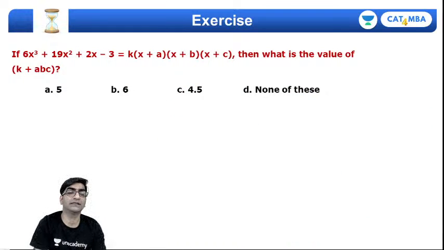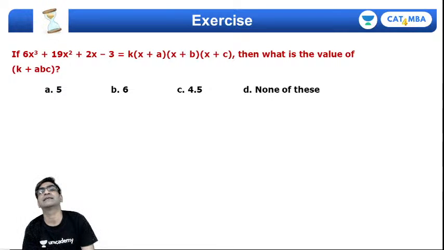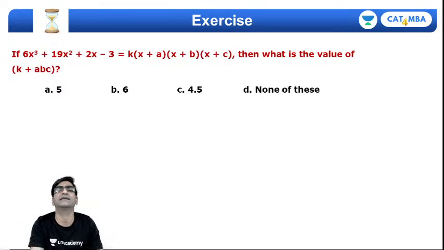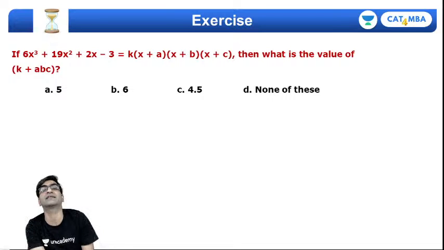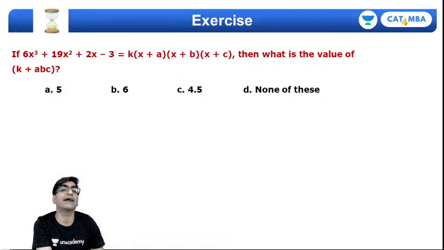Alright, here's another one. 6x cubed plus 19x squared plus 2x minus 3 is given to me as k times this expression, right? The question says find the value of k plus a into b into c. Let me give you a minute to think about this. This is a cubic equation, which means it should have at most 3 factors. I can see it has 3 factors: x plus a, x plus b, x plus c. A, b and c are constants, and this is also multiplied with k.